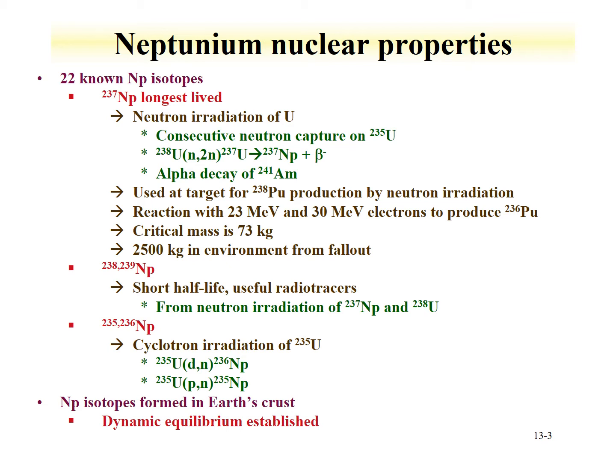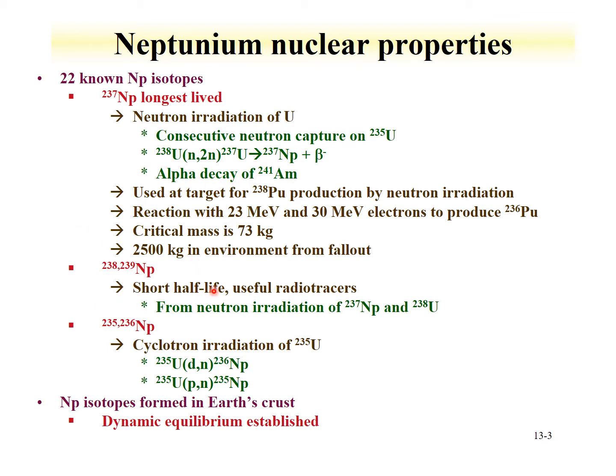Neptunium-237, one of the main uses of it is for the formation of plutonium-238. Plutonium-238 is a very good heat source for producing batteries that can be used for remote applications such as space exploration.